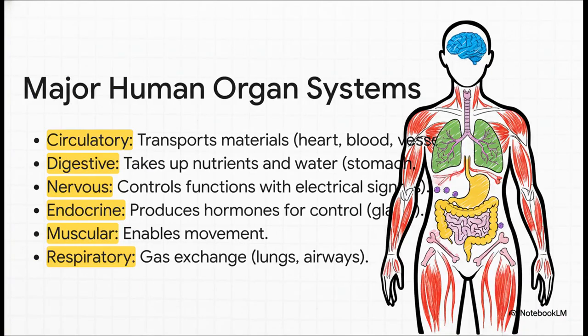What you're seeing here is just how specialized these systems get. You've got the circulatory system, which is basically the highway transport network. The digestive system is your fuel and water intake station. The nervous system is the high-speed electrical command center. Each one has a very specific job, but here's the key. None of them work alone. They're all talking to each other all the time to keep the whole thing running.